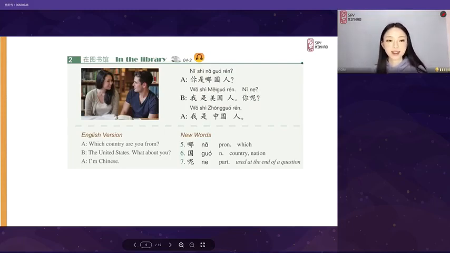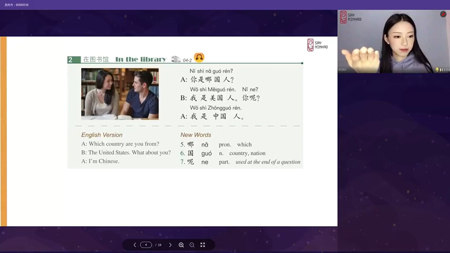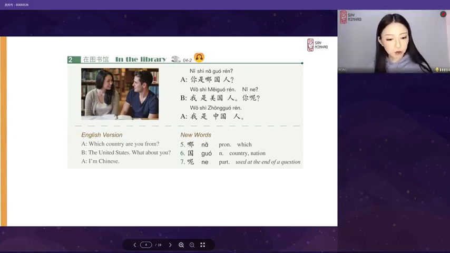Now let's read it from the start. Okay, 3, 2, 1. 你是哪国人? 我是美国人. 你呢? 我是中国人. Very good. This time I will be A and you will be B, okay? 3, 2, 1. 你是哪国人? 我是中国人. Very good. Now let's switch the role. You will be A and I will be B, okay? 3, 2, 1. 我是美国人, 你呢? Excellent.